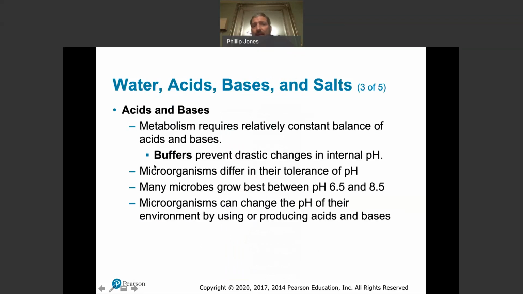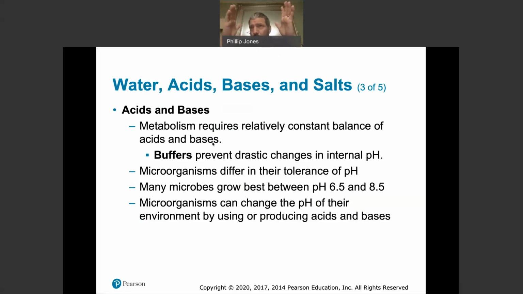All right, acids and bases. Metabolism requires a relatively constant balance of acids and bases. So in order to have our metabolism, we have to make sure we're in that safe zone between 6 and 8. Some processes are going to produce acids, some are going to be very, very basic. So we have to have buffers in place to keep the pH in that workable area between 6 and 8. Blood should be around 7.4, and we really want to keep it there.